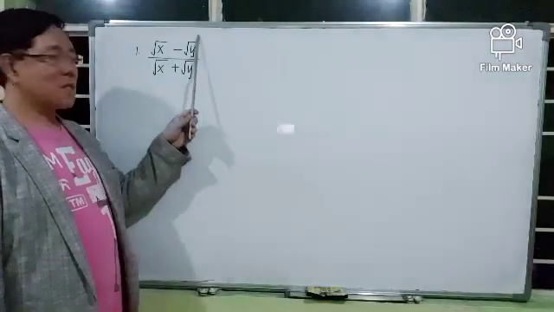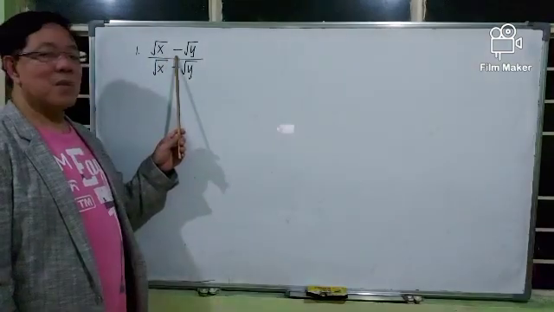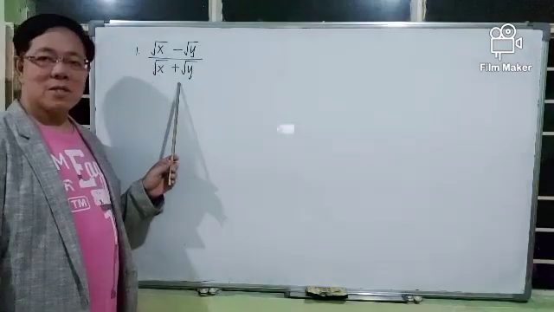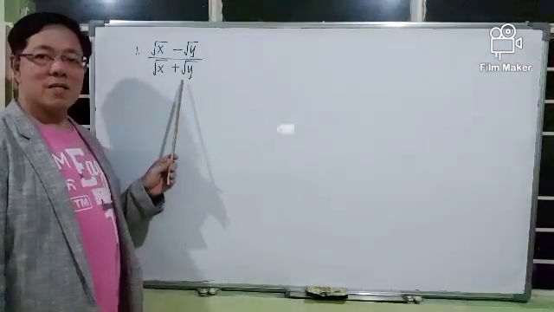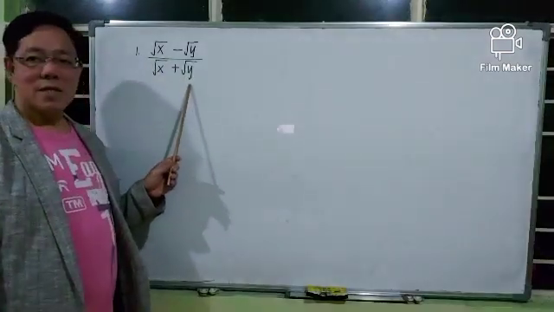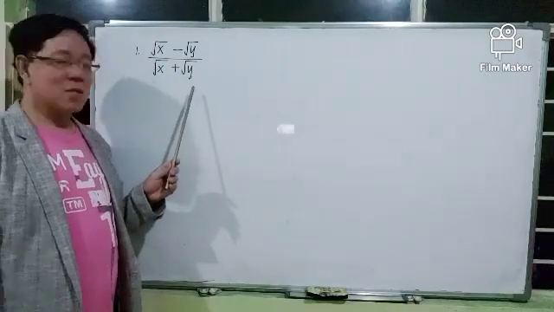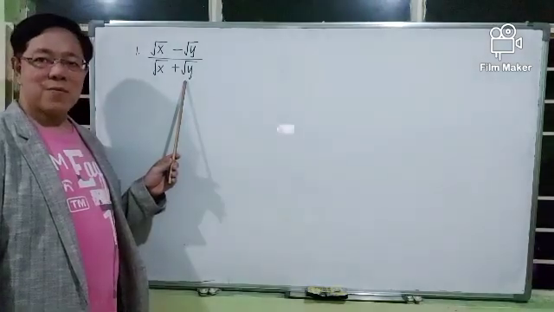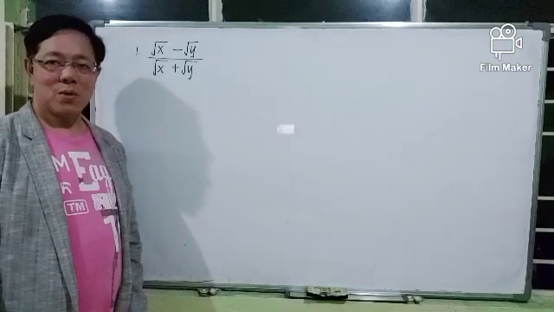The algebraic expression in the numerator is a binomial, square root of x minus square root of y. The algebraic expression in the denominator is also a binomial that contains radicals, square root of x plus square root of y. First, we will rationalize the denominator. To rationalize the denominator is to remove the radical sign from square root of x and from square root of y. That is, to remove the radical signs from the denominator.